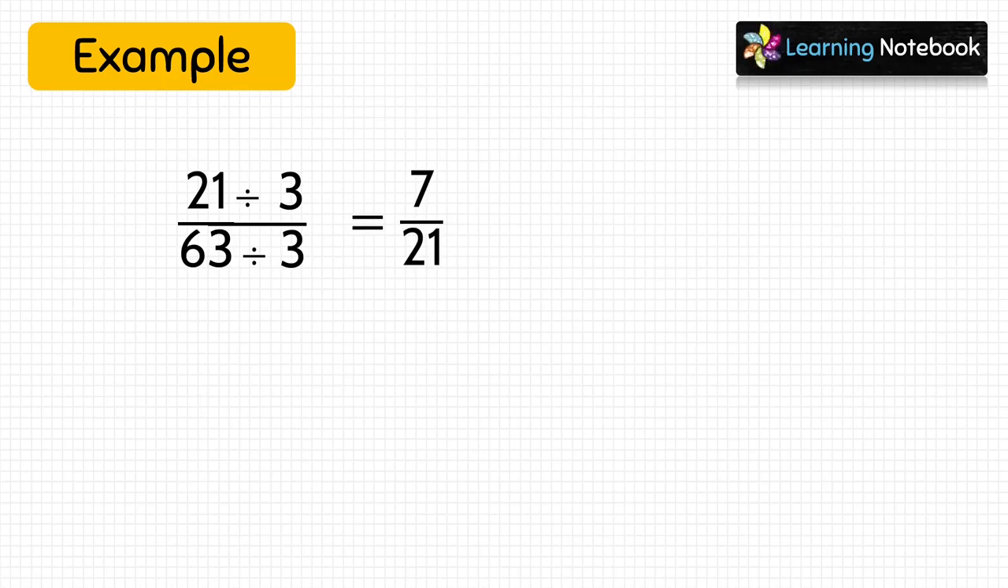Now, again look at this fraction carefully and you will find that 7 is a common factor between numerator and denominator. So, let's again divide this fraction by 7. 7 divided by 7 equals 1 and 21 divided by 7 equals 3. Now, we get 1 by 3. Is there any common factor between 1 and 3? No. So, now this fraction is in its simplest form.